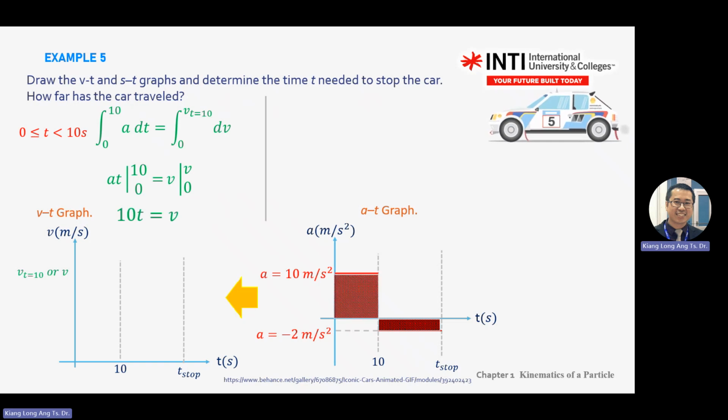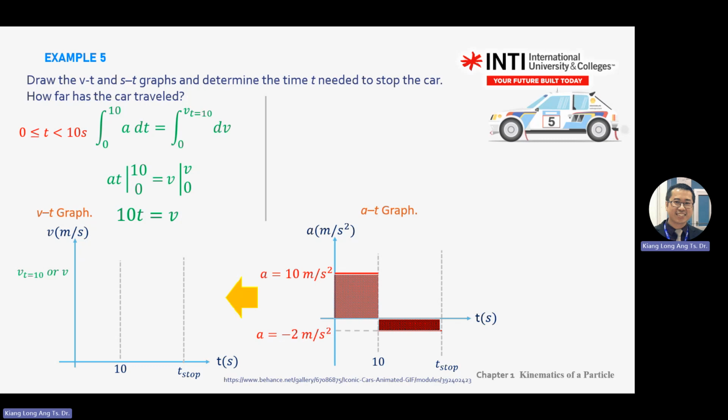So you substitute, you get 10t equal to v. Means from 0 to 10 seconds, this region here will give you what graph? Linear graph, or straight line graph. y equal to mx plus c. This one doesn't have c. c is 0, so you know that it starts from 0.